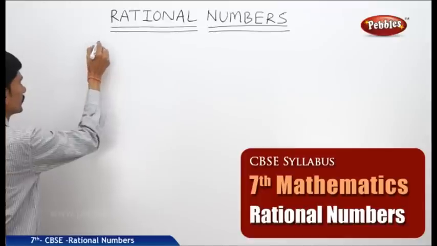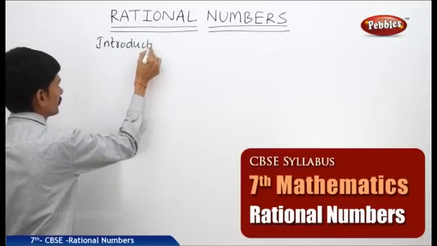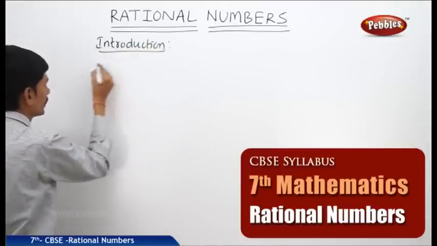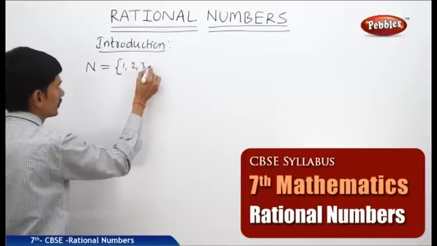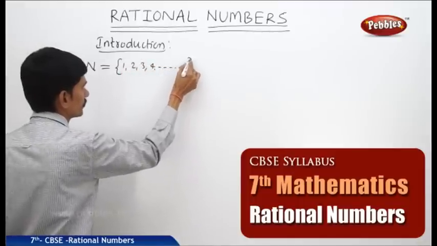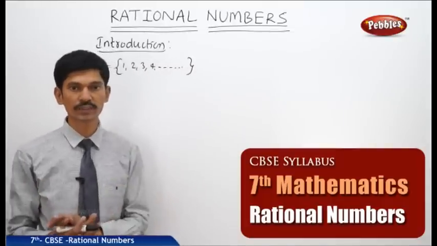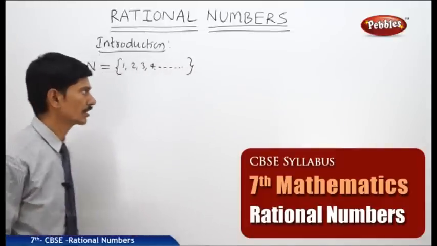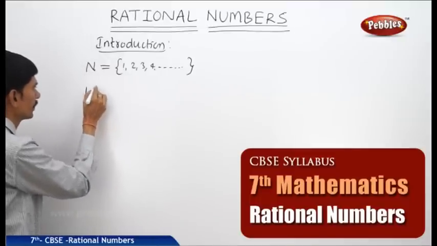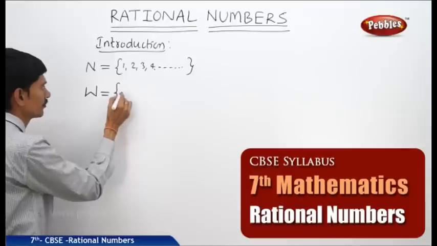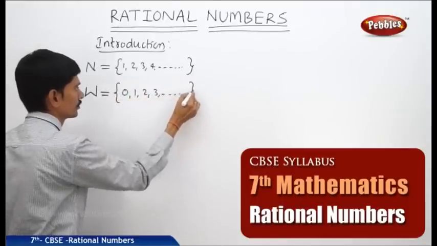The set of natural numbers is denoted by N. So N equals 1, 2, 3, 4 and so on. If 0 is included in this number set, then we get another number set called whole numbers. The set of whole numbers is denoted by W, which equals 0, 1, 2, 3 and so on.